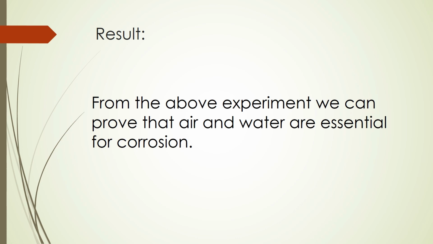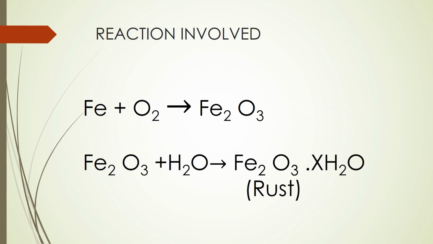Reaction involved: Fe plus O2 gives Fe2O3. Fe2O3 again reacts with H2O, gives Fe2O3·xH2O. X is a huge number, so Fe2O3·xH2O is called rust.